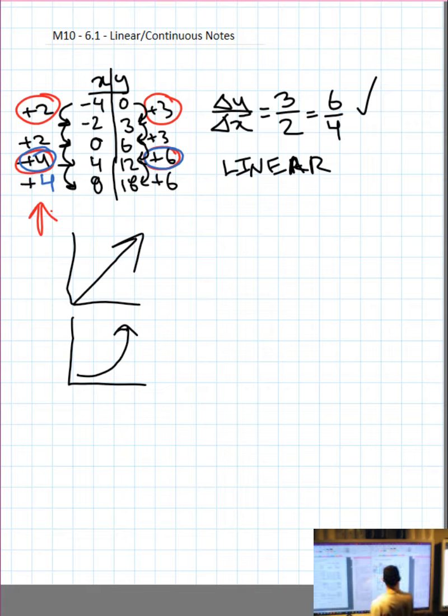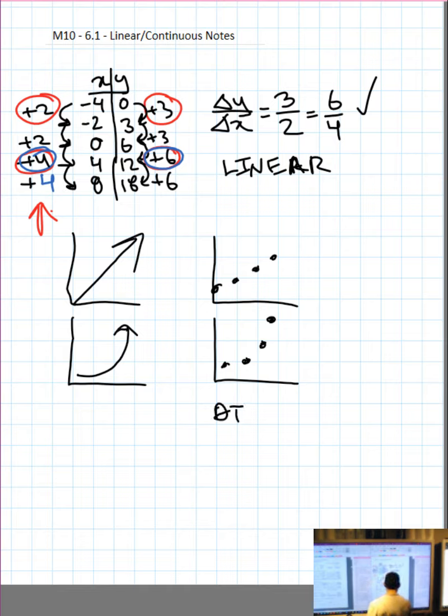Now, discrete. So the question is, we have some points on the graph. Those are linear because they would make a line. And then points that aren't linear because they wouldn't make a line. And we call these discrete, where you cannot connect the points. For example, if you're putting pennies on a scale and you add a penny, it goes up by a certain weight. Then you put another penny on, it goes up by a certain weight. You can't connect the lines.